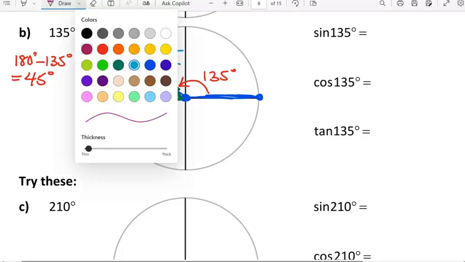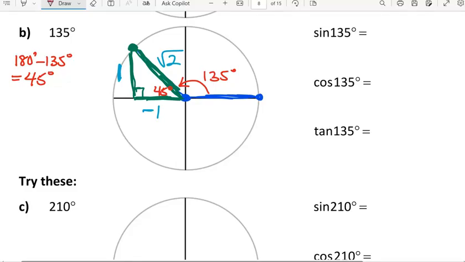So our value for sine of 135 degrees is opposite over hypotenuse. That's 1 over the square root of 2. That rationalizes to the square root of 2 over 2. The cosine is negative 1 over the square root of 2, or negative square root of 2 over 2. And the tangent is 1 over negative 1. Again, we don't leave a denominator with a 1 in it. 1 divided by negative 1 is negative 1 in simplified form.